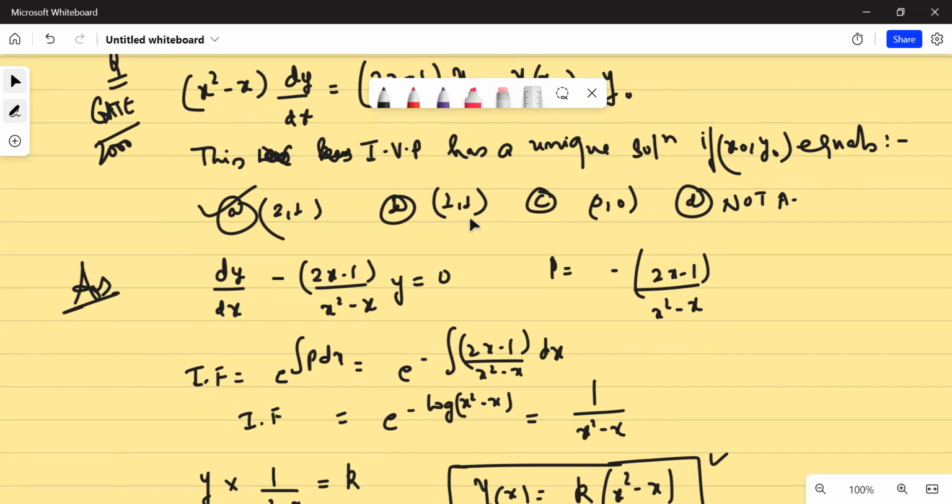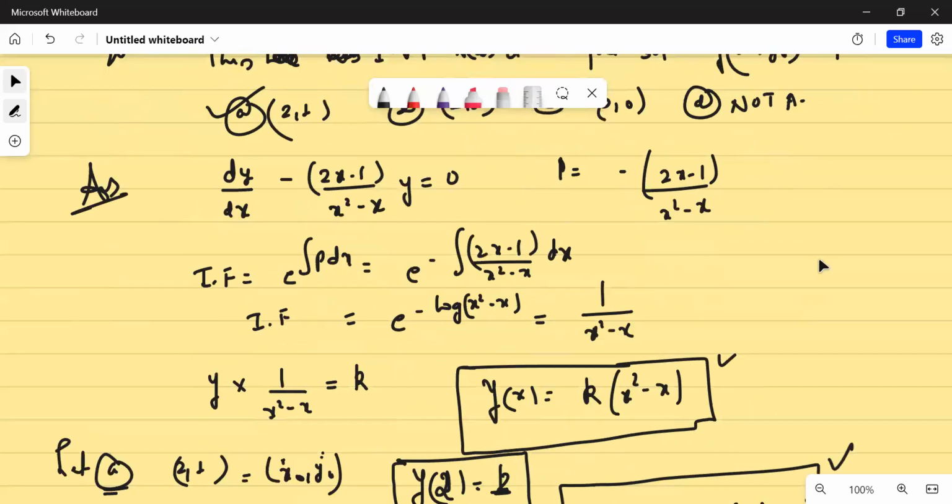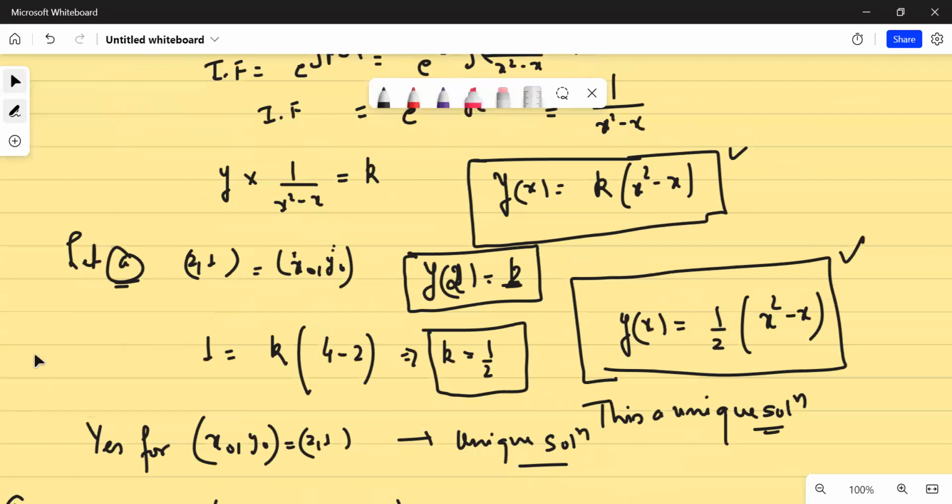You would say that we will not end up getting any solution, because what does it say? It says that the initial value problem has a unique solution if x naught comma y naught equals what? So if x naught comma y naught happens to be 1 comma 1, it implies that your solution would pass through 1 comma 1, and clearly you can see that the solution cannot pass through 1 comma 1.